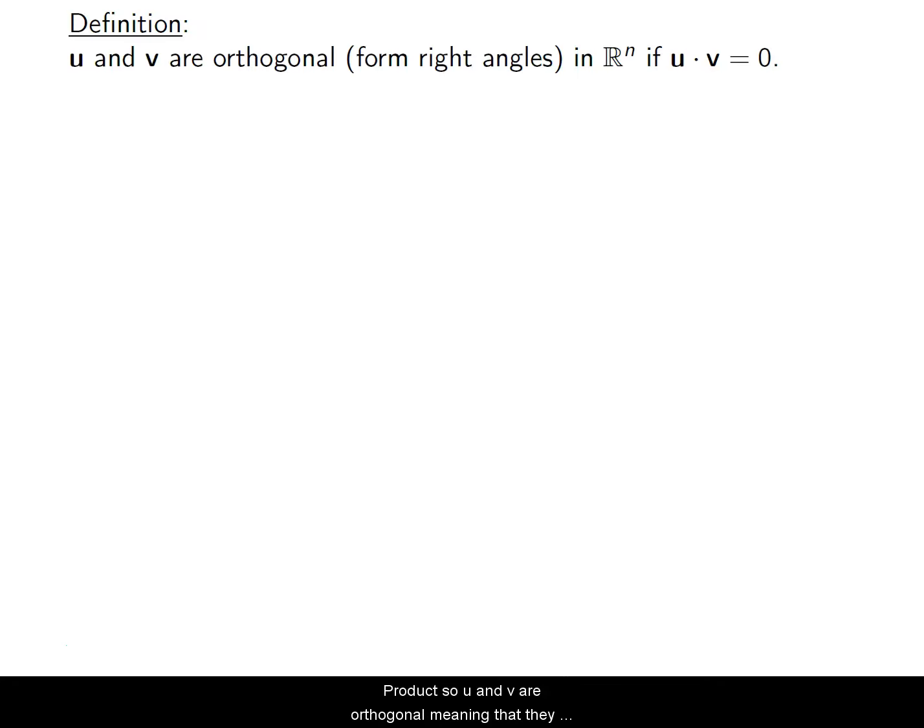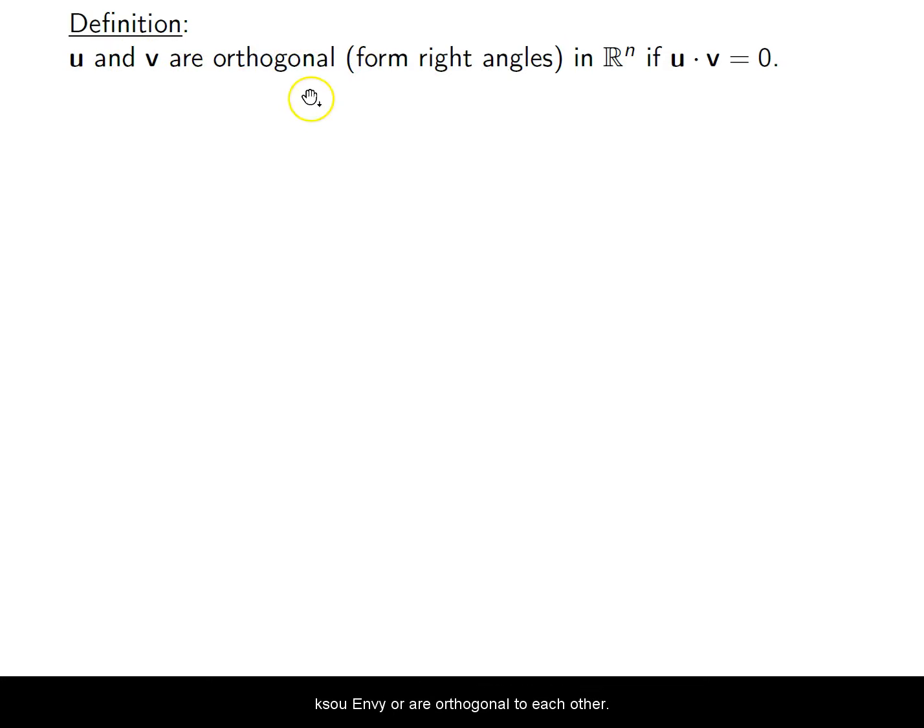So now let's go on to a definition. We're actually going to do a couple of definitions really quickly because there are lots of very important things that come from this dot product. So u and v are orthogonal, meaning that they form right angles. Another term for orthogonal, if you've never heard it before, is perpendicular. From now on, we say orthogonal. Perpendicular is really just meant for angles. Here we're talking about vectors and how they lie in relation to each other, so we call them orthogonal vectors.